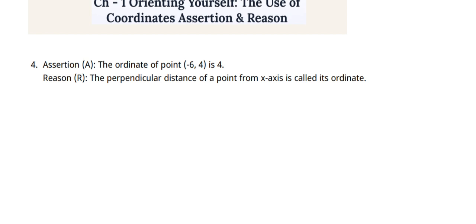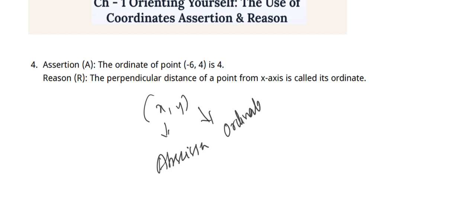First one, assertion A: the ordinate of point (-6, 4) is 4. So you know that in the ordered pair (x, y), the first coordinate is called abscissa and the second coordinate, y, is called the ordinate. So here the ordinate is 4, that is correct, true. And next, the reason: the perpendicular distance of a point from x-axis is called its ordinate.